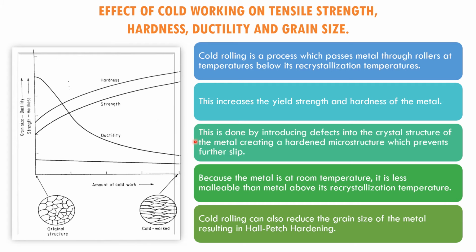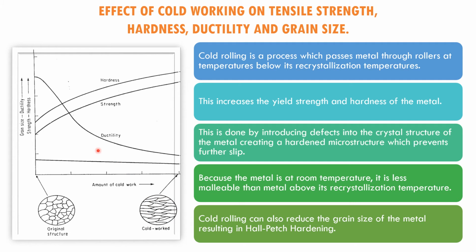This is done by introducing defects into the crystal structure in the metal, creating a hardened microstructure which prevents further slip. If you can see, the original structure will be like this one. It is more rounded, what we call grains inside here. When we perform the cold rolling process, the microstructure inside here will be more packed and smaller. So this can also reduce the grain size of the metal, and it creates the Hall-Petch hardening process inside the metal.